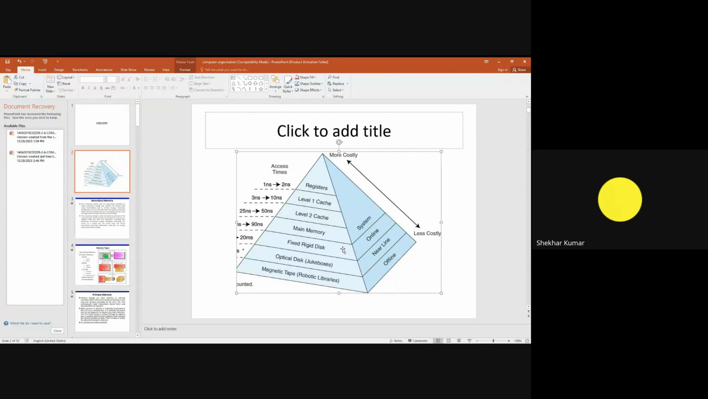And the main memory parts are your CPU registers, your memory, your cache memory. This is directly accessible by the processor. This is the internal main memory part.